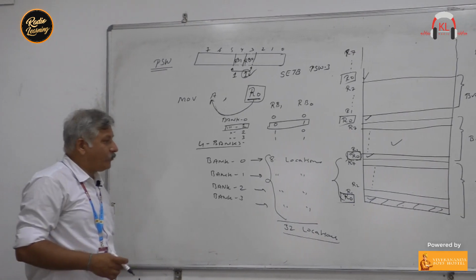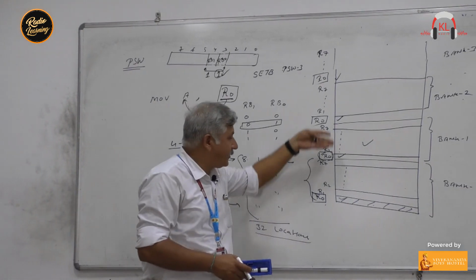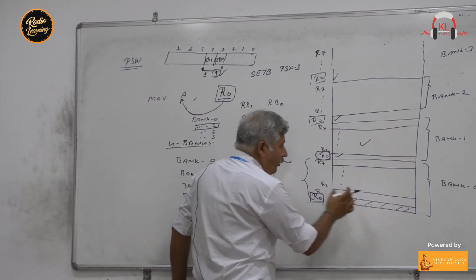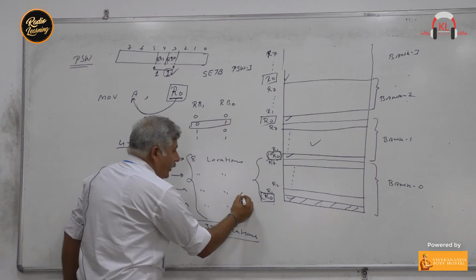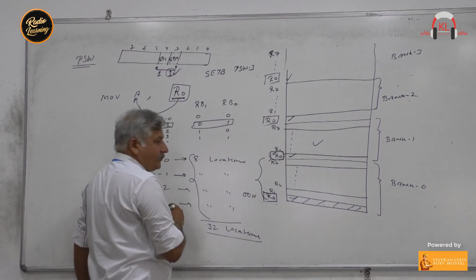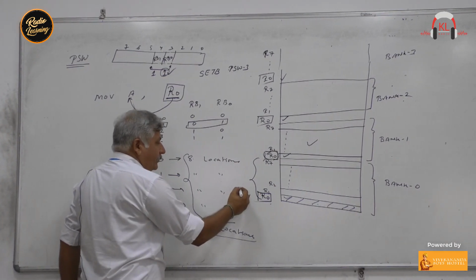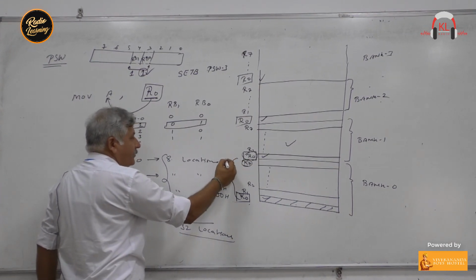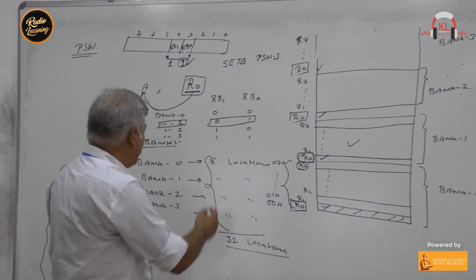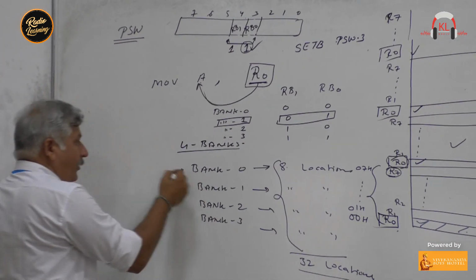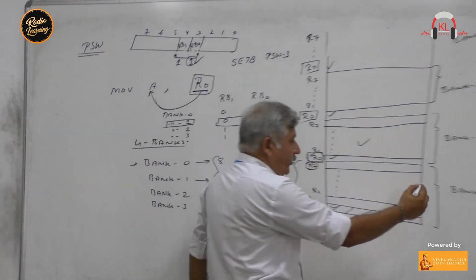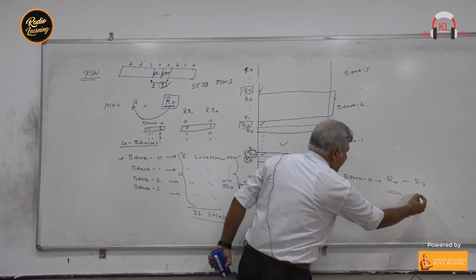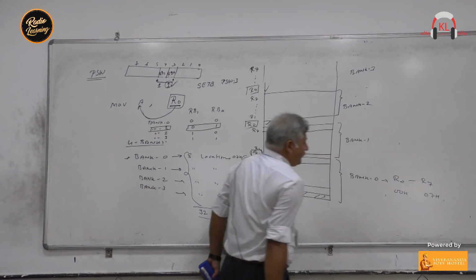Now there is one more method to access these registers. You can access these registers with their address also, right? For example, R0 of bank number 0 is having an address 00H. R1 01H. Like this, the 7th register, R7 register will have the address 07H, right? So bank number 0 will have the registers R0 to R7 and addresses will be 00H to 07H.